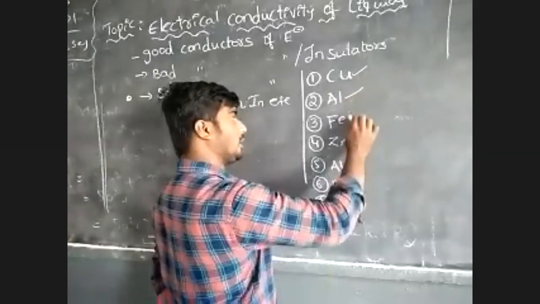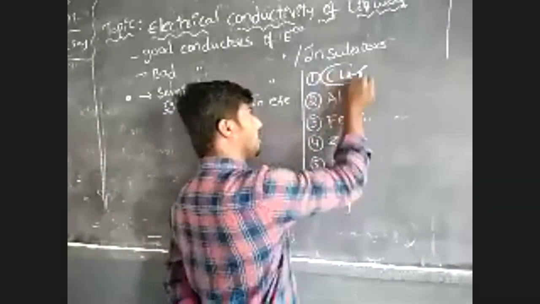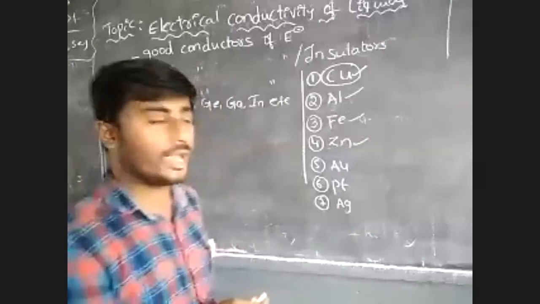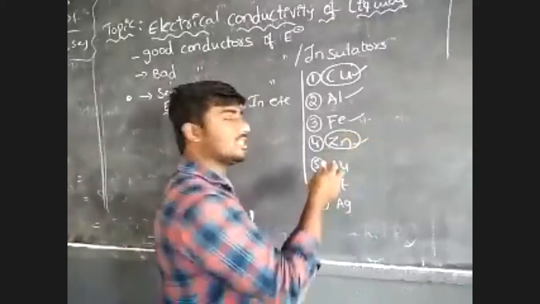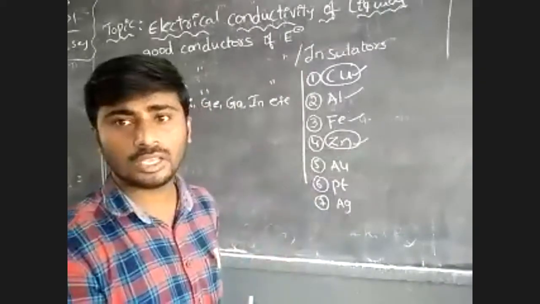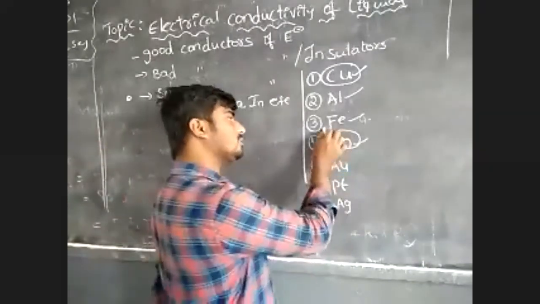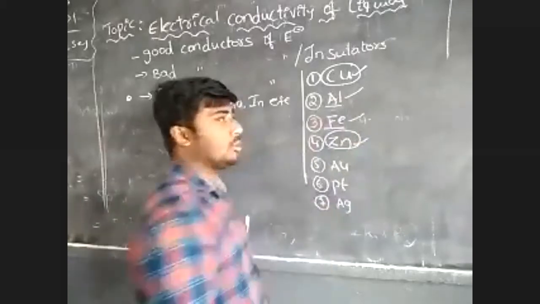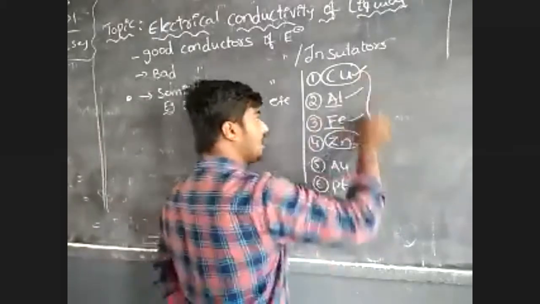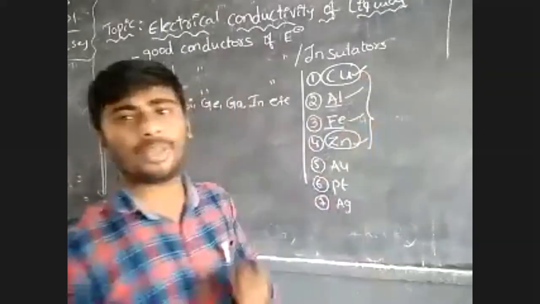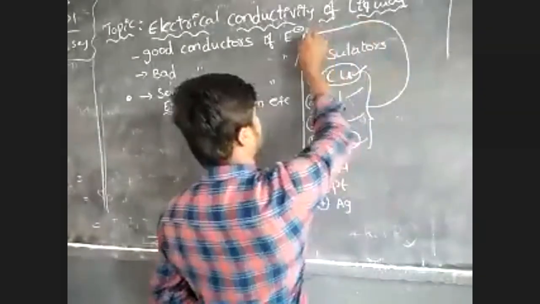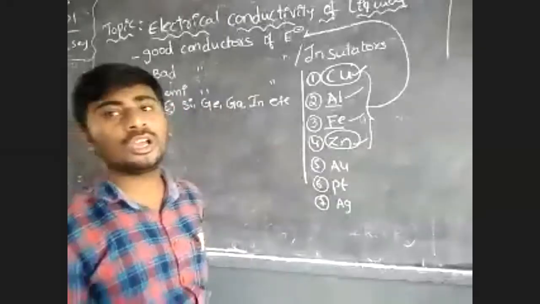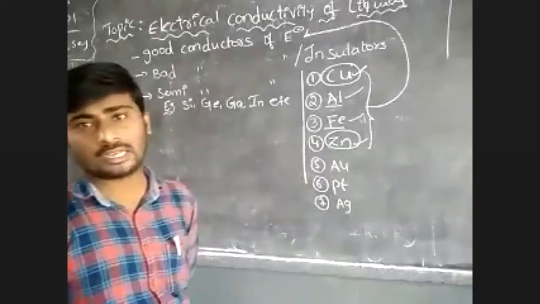Here, you can observe the electrical wire. That wire is made up of copper. It is a copper wire. If we observe the battery, there is a plate in it, that is a zinc plate. Is it clear? We know very well about iron and aluminum. So copper, aluminum, iron, and zinc are the best examples of good conductors of electricity.